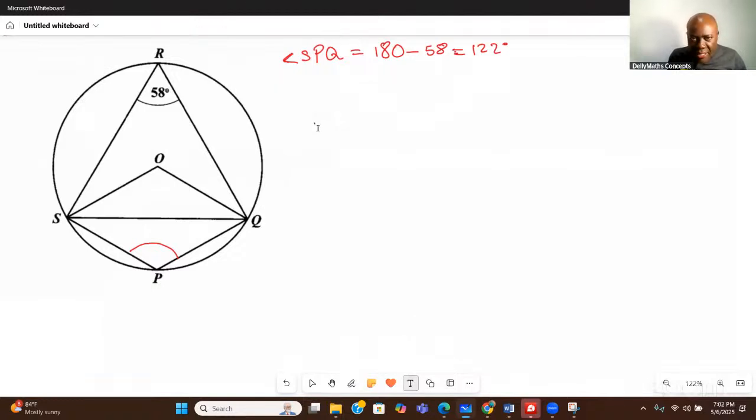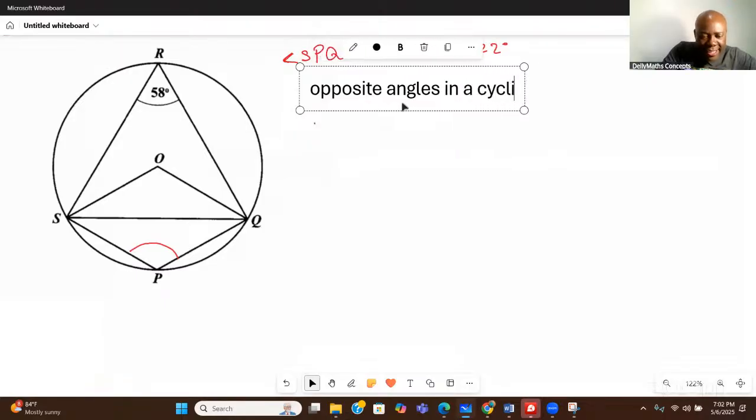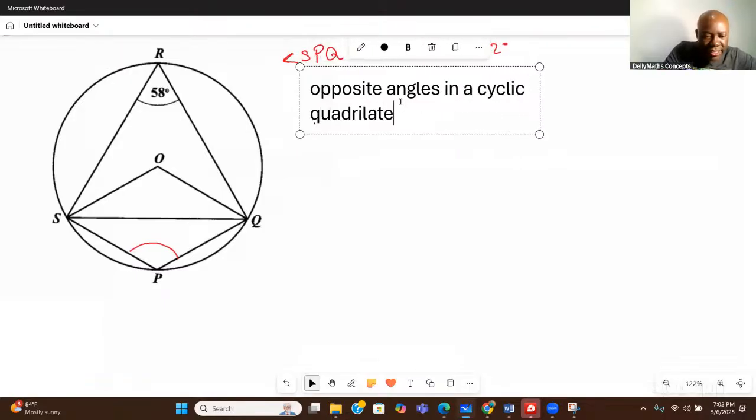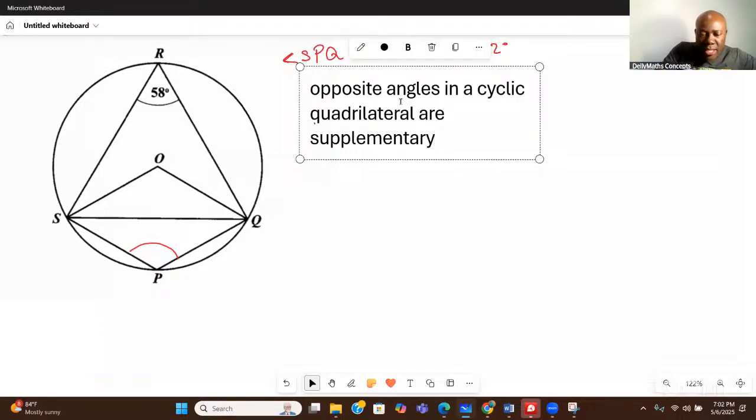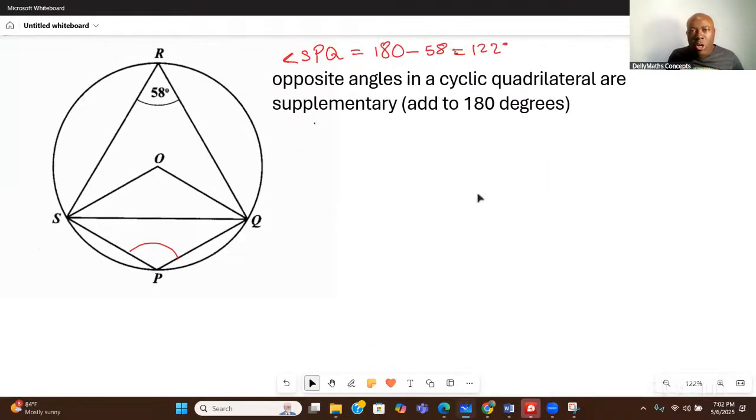So the reason is, as he's just said, I'm just going to write it. Opposite angles in a cyclic quadrilateral are, I'm going to use this word, supplementary, just for helping if you remember. And I'm going to put in brackets beside it, add to 180 degrees. That's what supplementary means. You don't have to say supplementary in the exam. So just like what he says, opposite angles add to 180. So opposite angles in a cyclic quadrilateral are supplementary, which means they add to 180 degrees.